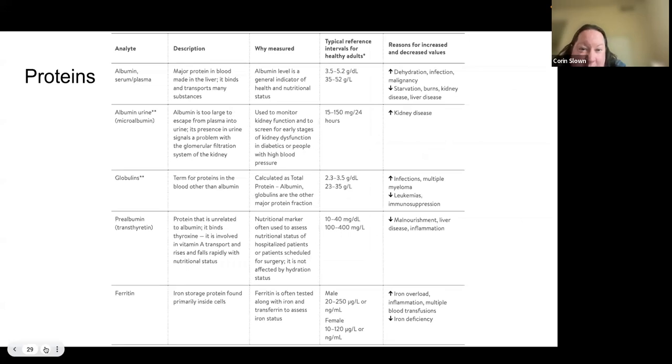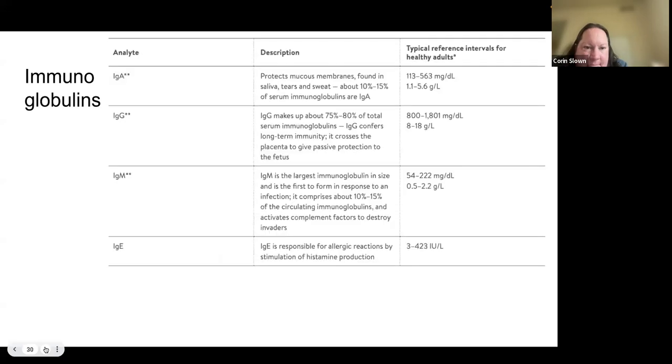Again, I want you to think about both its purpose in the blood, and then how it's measured or why it's measured, and then your reference values, and then why there might be reasons either for increasing or decreasing those values. And then this is the last one.